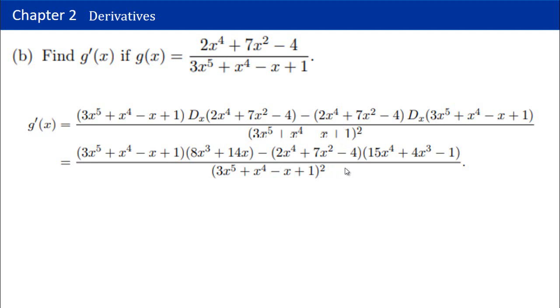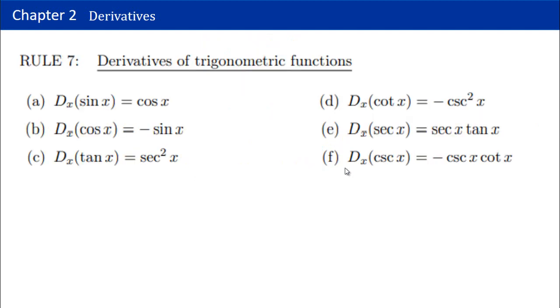Now, let's proceed to the derivative of trigonometric functions. Ang derivative ng sin x ay cosine x. And the derivative of cosine x ay negative sin x. The derivative of tangent x is equal to secant squared x. Derivative of cotangent x is negative cosecant squared x. The derivative of secant x equals secant x tangent x. The derivative of cosecant x equals negative cosecant x cotangent x.